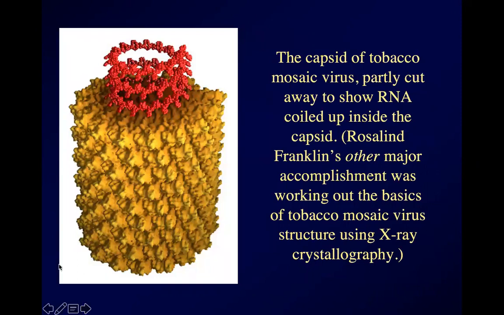This is a model of a piece of a tobacco mosaic virus. The proteins are packed together in yellow, and they're on the outside. And there's an empty space on the inside with RNA coiled up inside it. And this, by the way, was Roz Franklin's other major accomplishment. Aside from working out the size and helical shape of DNA, she went on to some other projects, and one of them was using X-ray crystallography to work out the basic structure of tobacco mosaic virus.